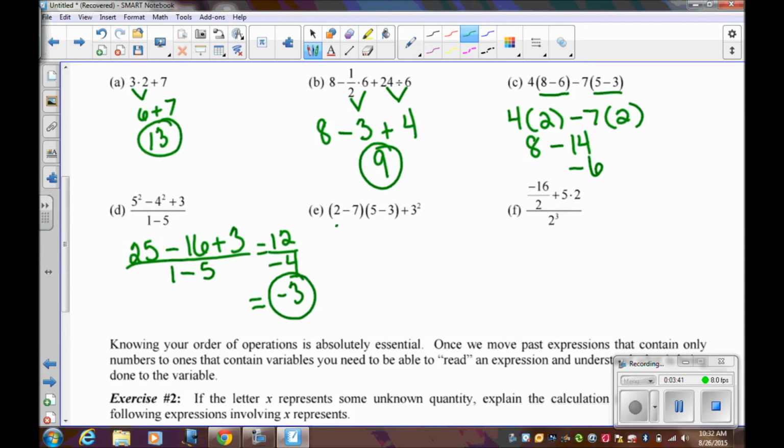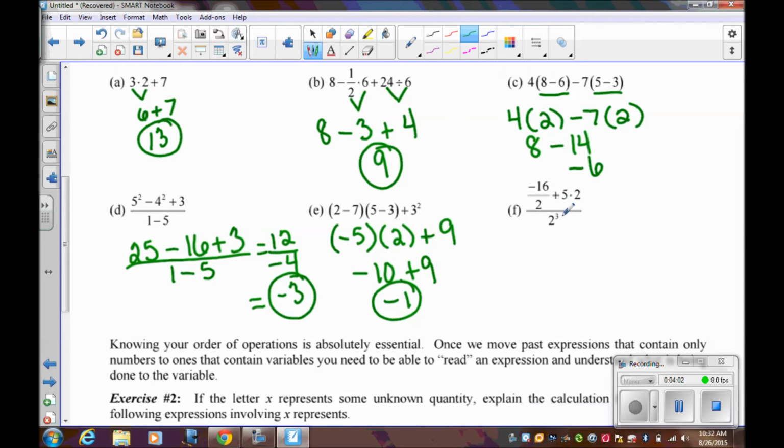And in E, go over those parentheses, negative 5 times 2, and then we have some exponents, plus 9, negative 10 plus 9, negative 1. You want your mental math skills to be real strong doing these. Okay. Negative 16 divided by 2.